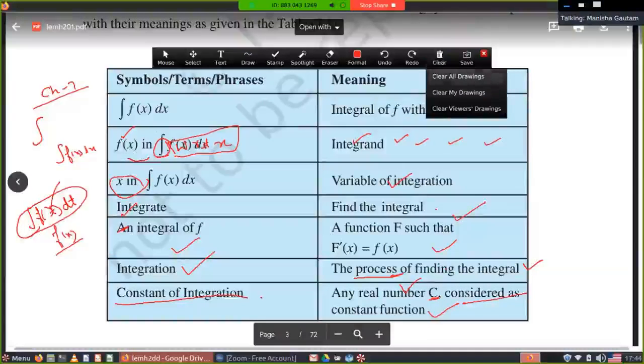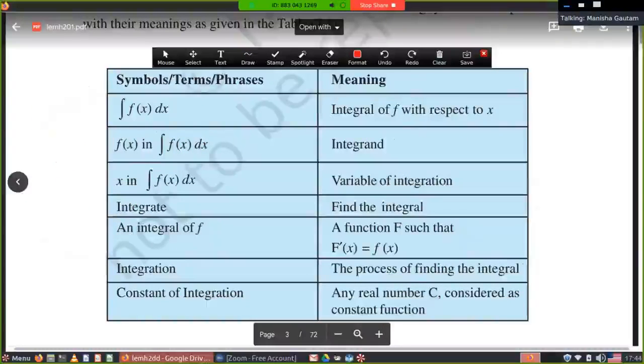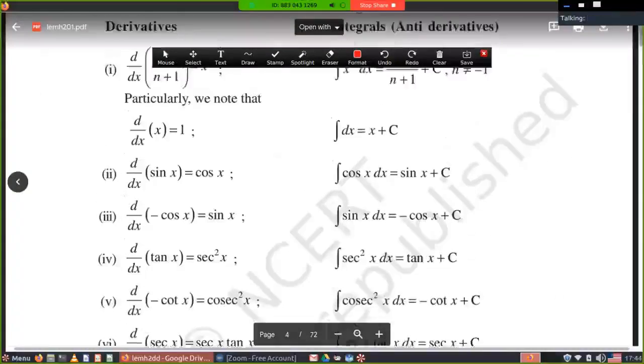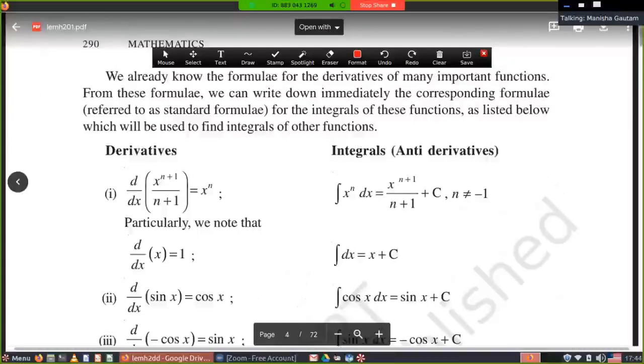We have studied the derivative in chapter 5. We know all formulae of derivative. Now from the formulae of derivative, we will find the formulae of integration. Now come to the next table where a comparison of derivative and integration is given to you. Let's see. Here is a table. Derivatives and integrals are given to you simultaneously.